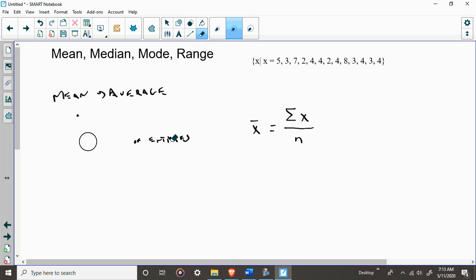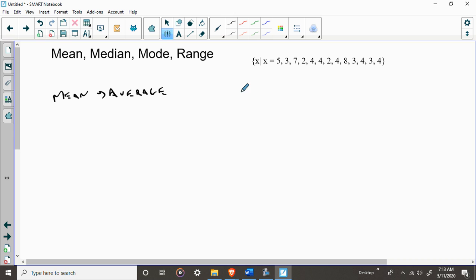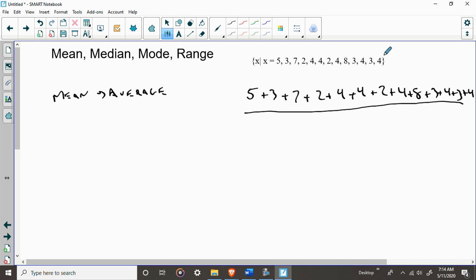Okay, so how do we do that for these numbers? We would add up all these numbers: 5 plus 3 plus 7 plus 2 plus 4 plus another 4 plus another 2 plus a 4 plus an 8 plus a 3 plus a 4 plus a 3 plus 4. And you would divide that by your number of entries. Again, how many numbers are here? 1, 2, 3, 4, 5, 6, 7, 8, 9, 10, 11, 12, 13.